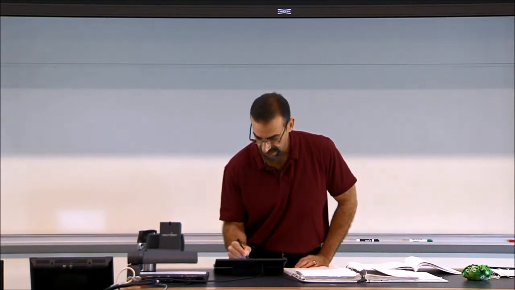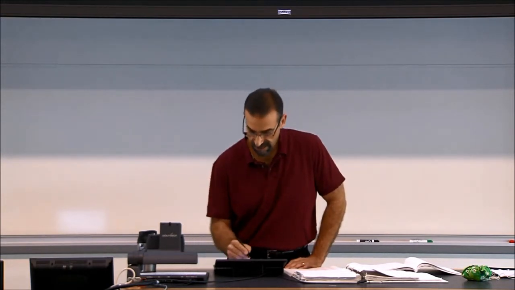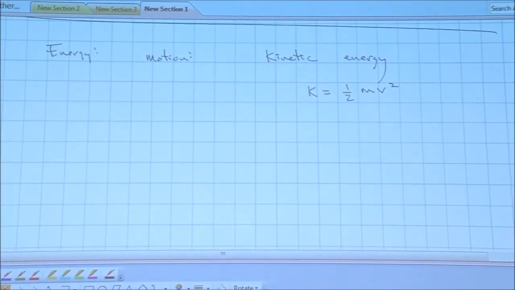And that's kinetic energy. So kinetic means movement, motion. Static means stationary, at rest. Kinetic energy, we use K, and the formula is 1/2 mv squared. 1/2 times the mass times the square of the speed. This is a scalar, and the units are joules.